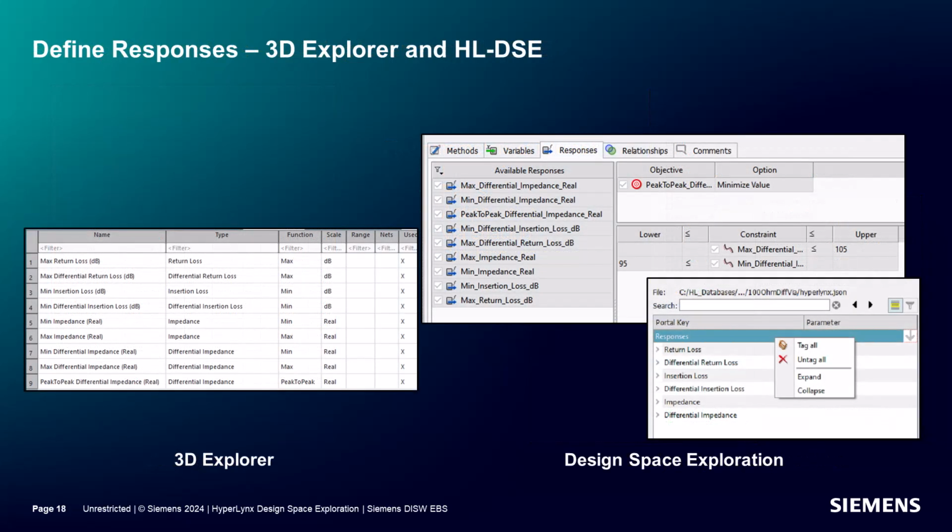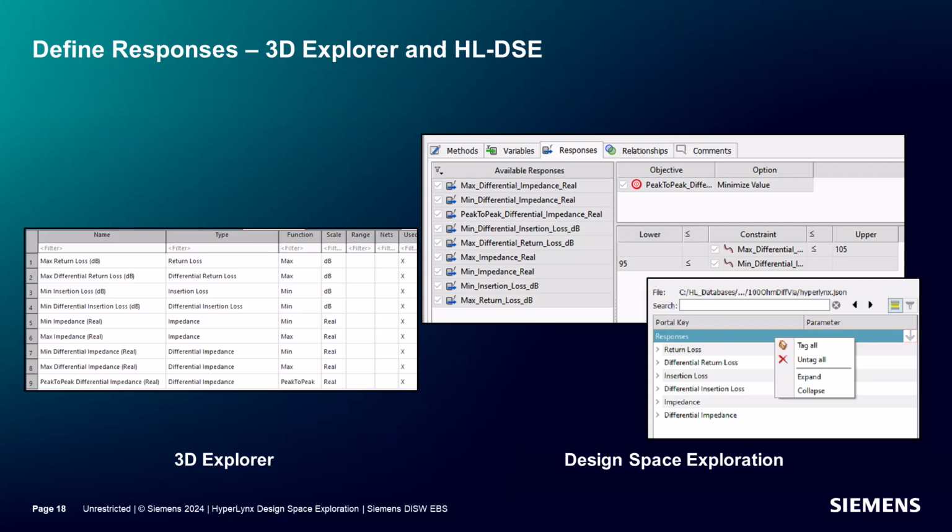The next step is setting the responses and goals. In 3D Explorer, we can set the constraints and set goals based on the design specifications. In Hyperlinks DSE, we simply tag all responses which were defined in 3D Explorer.